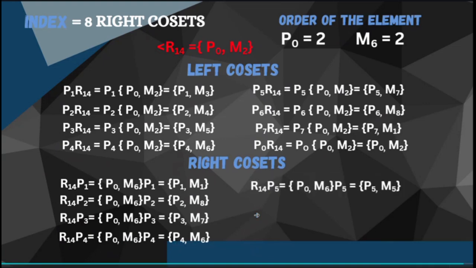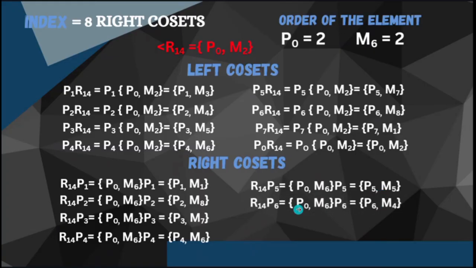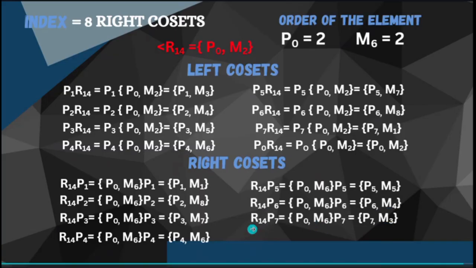For r sub 14 multiplied by rho sub 5, we have rho sub 5 and mu sub 5. R sub 14 multiplied by rho sub 6, we have rho sub 6 and mu sub 4. For r sub 14 multiplied by rho sub 7, we have rho sub 7 and mu sub 3. For r sub 14 multiplied by rho sub 0, we have rho sub 0 and mu sub 2.